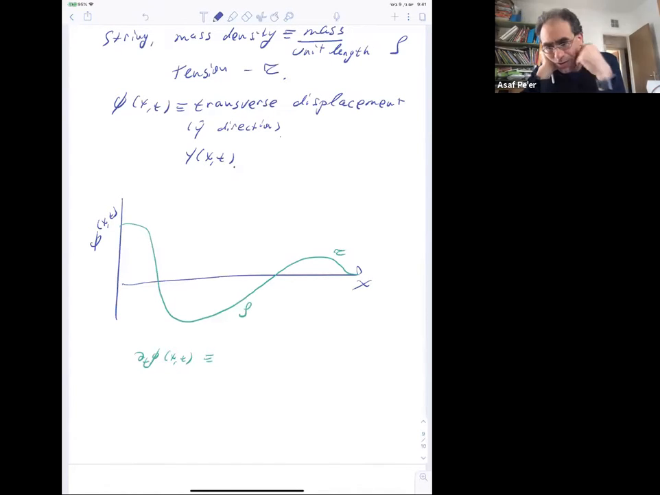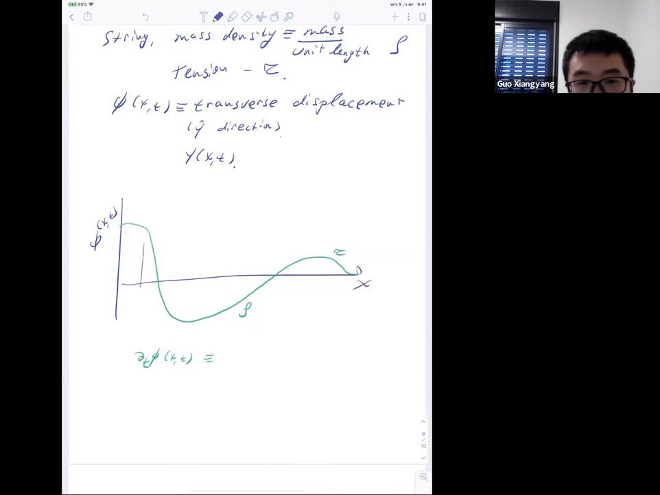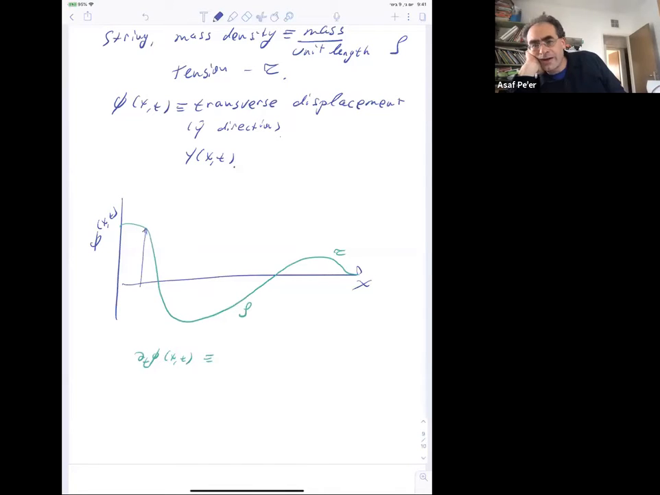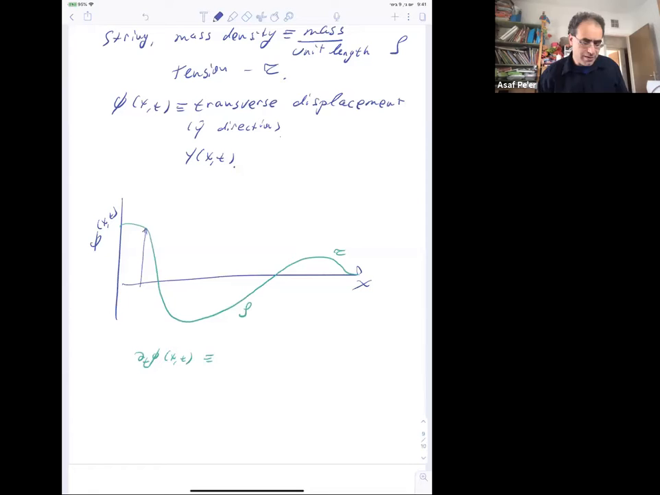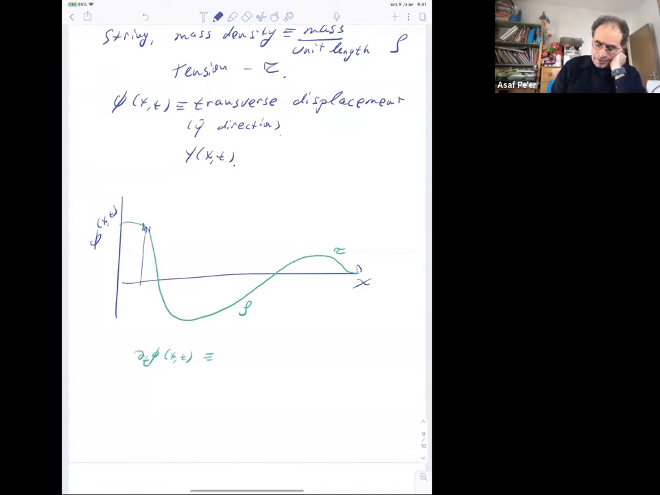I mean, the string you can visualize, right? I'm just saying the field phi represents the transverse displacement. This is phi. So what is dt phi? How it changes over time? Velocity, thank you. It's simply the velocity of the length element. So you take the string and we divide it into elements.